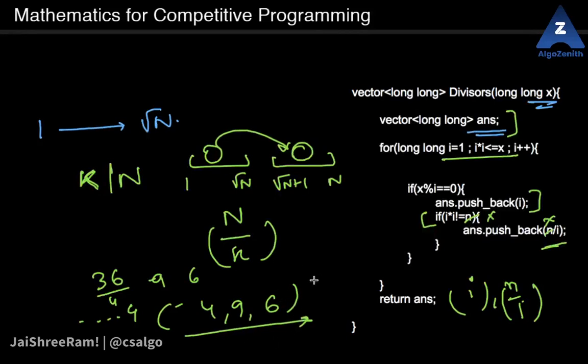Make sense? So this is how you can find the divisors for a particular number x in order root n, because we are only looping up to root n.